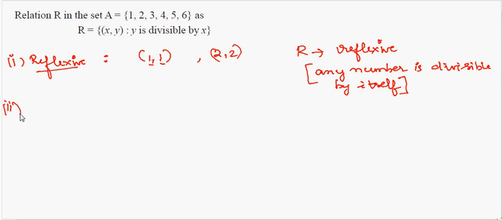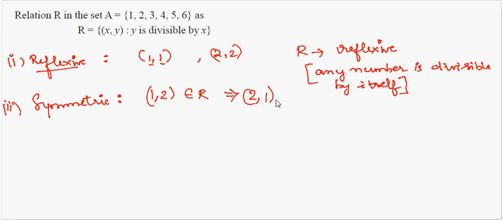Next we'll check for the next property, that is symmetric. In this case, if I take (1, 2), that means 2 is divisible by 1. Yes, true, it belongs to the relation. Then this implies that (2, 1) also belongs to the relation. That means 1 by 2 should be divisible. But 1 by 2 is not divisible, therefore it does not belong to the relation. Therefore, R is not symmetric.